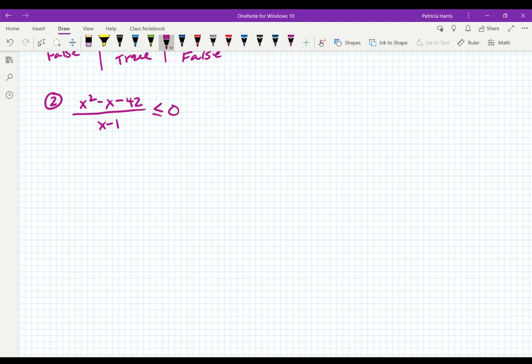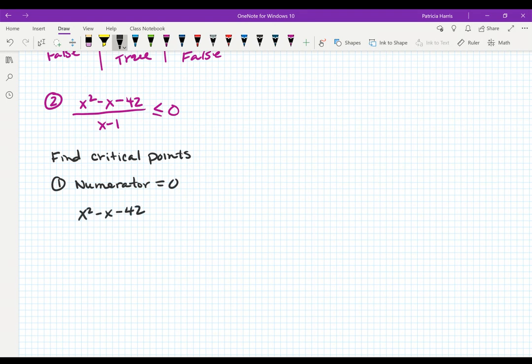All right. So you'll notice that we have a quadratic on the top. We still need to find our critical points. We still need to figure out what makes that numerator 0. So let's see, x squared minus x minus 42 is equal to 0. Notice in the beginning you're kind of almost ignoring the inequality.